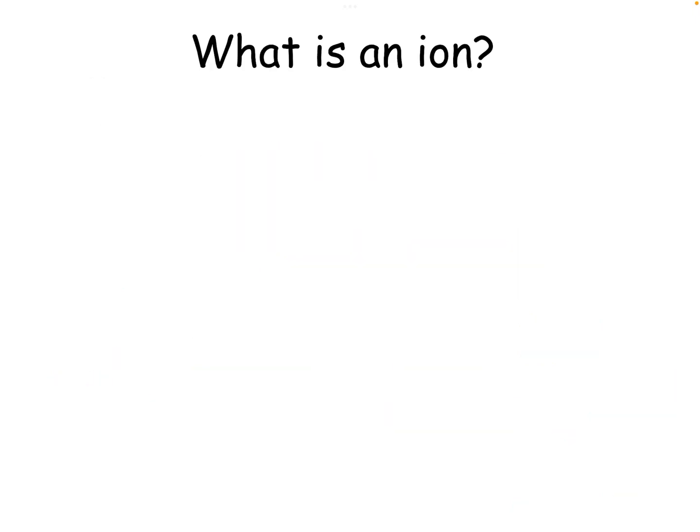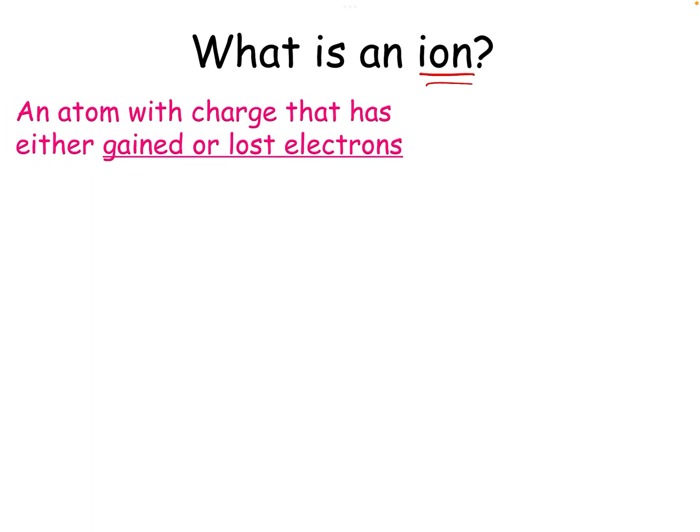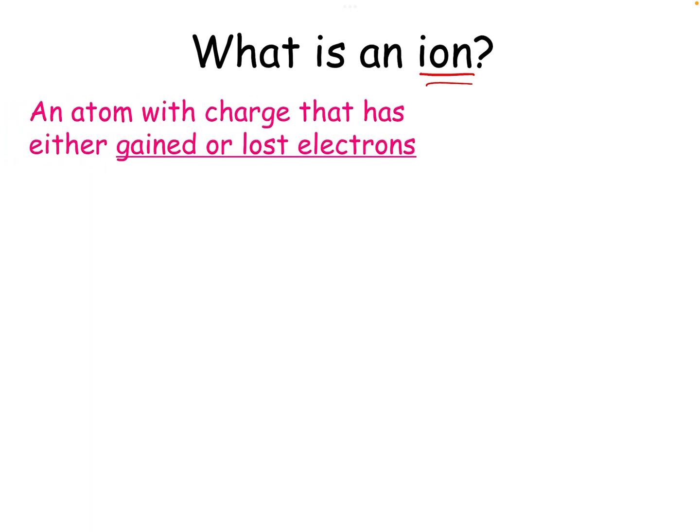So what happens when you do have a difference, an imbalance of protons and electrons? Well, we call that an ion. Ions are charged. We've either gained electrons or we've lost electrons. In any case, we don't have the same number of protons and electrons, which means we are not neutral.